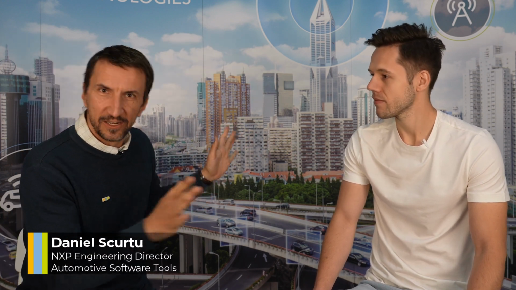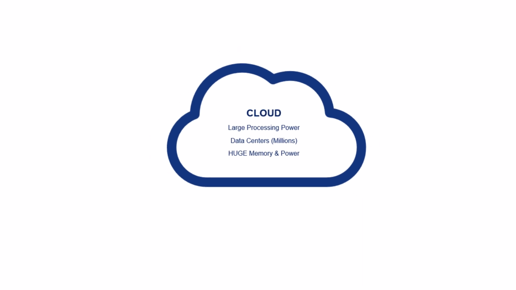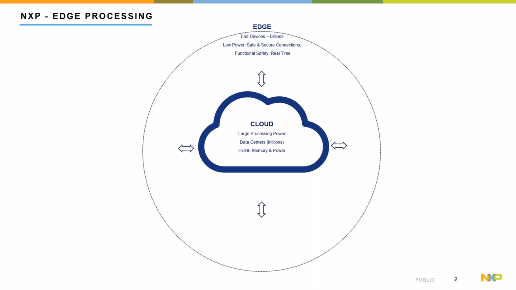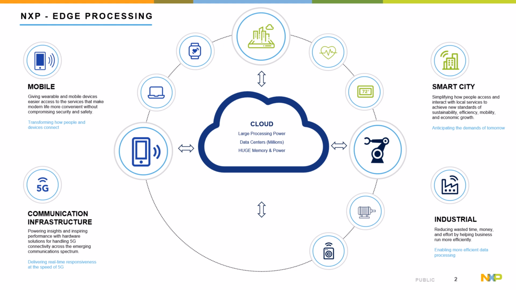So why don't we go there? We have the cloud, which is powerful, right? The cloud has the computing power and the muscles, and we know what the cloud can do. We can train neural networks there and run all kinds of AI algorithms. But then we have the edge devices, right? These are all the devices that we have in our daily lives.